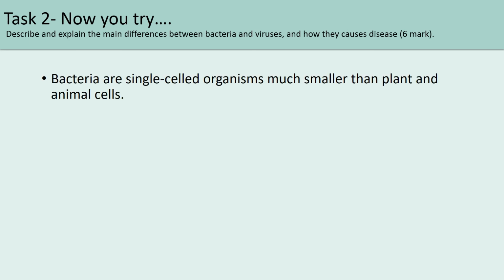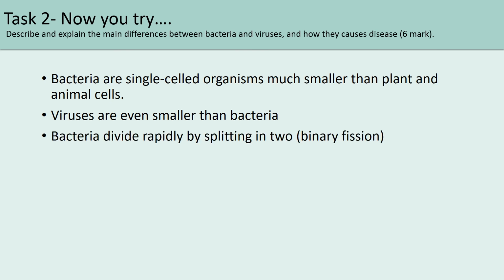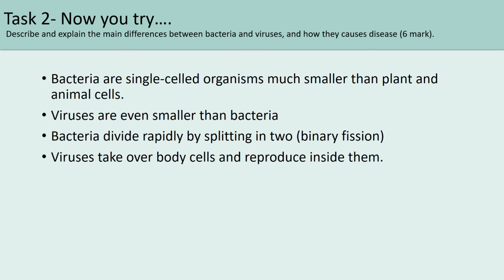So you could have said that bacteria are single-celled organisms that are much smaller than plant and animal cells, or you might have said that bacteria are much smaller than viruses. If there is a size comparison between bacteria and viruses, that is going to be worth a mark. If you said that bacteria divide rapidly, or bacteria divide by splitting in 2 or binary fission, whereas viruses use body cells to reproduce in, that's going to be a difference between the 2.